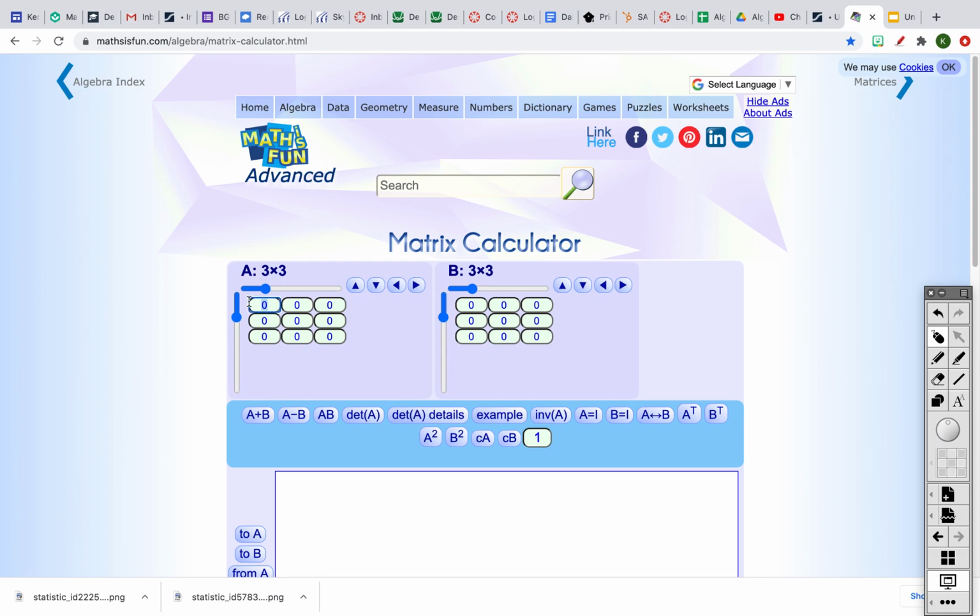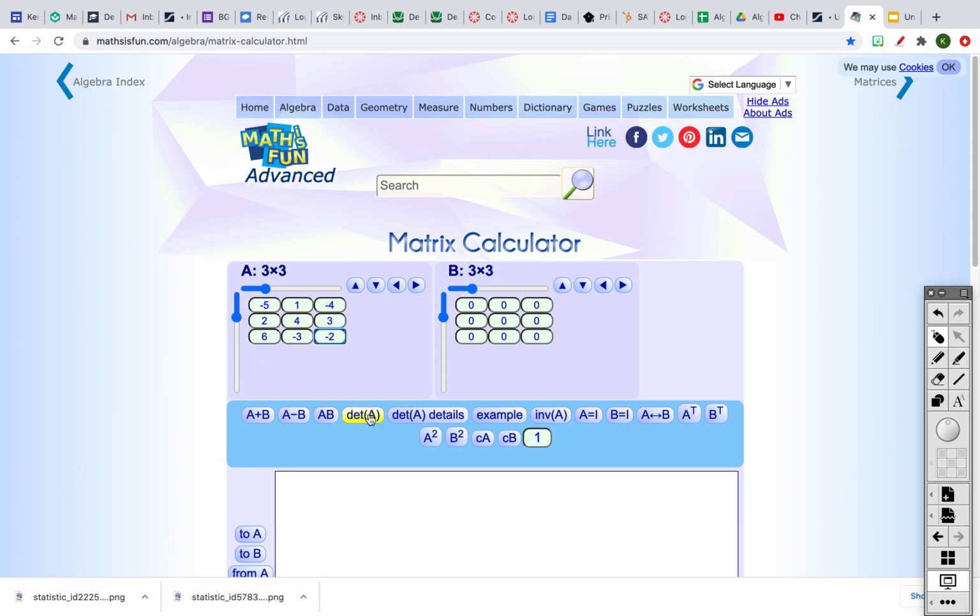So we're going to type in -5, 1, -4, 2, 4, 3, 6, -3, -2. So step 1 was to enter the matrix into A. This is our matrix for A. It was a 3 by 3, and we've typed it in.